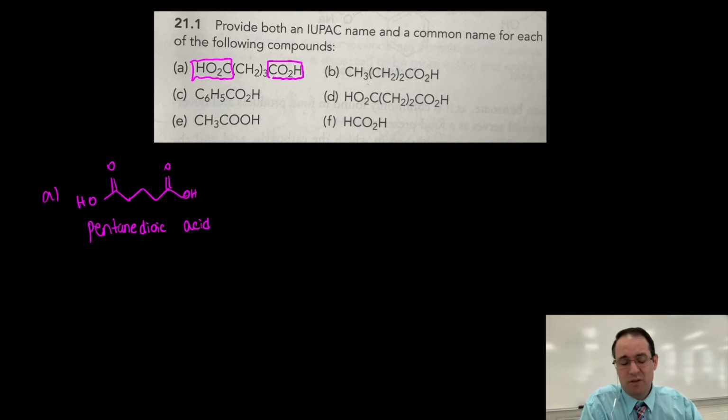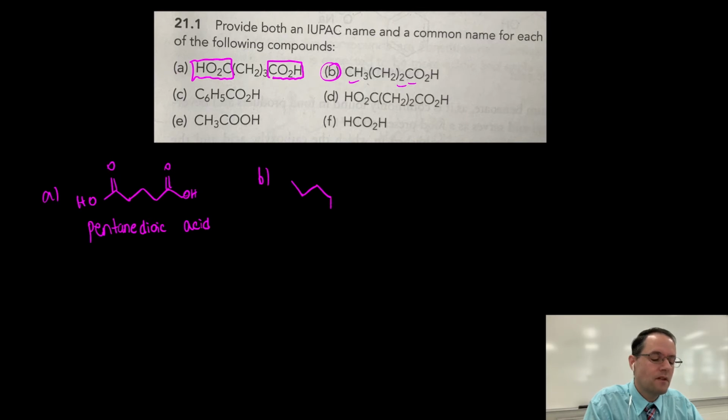Okay, so there's no numbering necessary there. In part B, we might sketch this out just to see a bond line sketch of this. So we've got a total of 1 plus 2 plus 1 for the carboxylic acid, so that's a total of 4 carbons. So it's easier to see in this drawing that it's just butanoic acid.